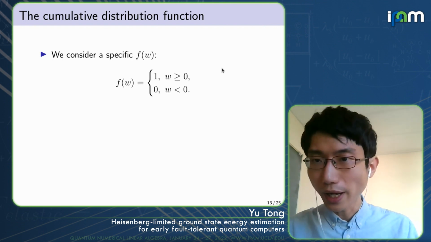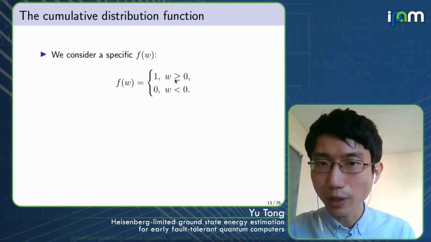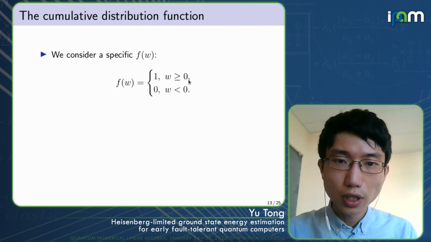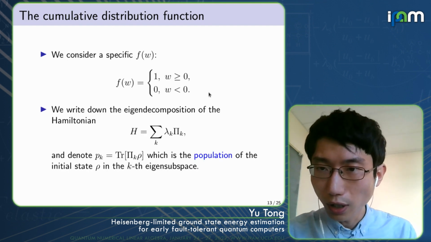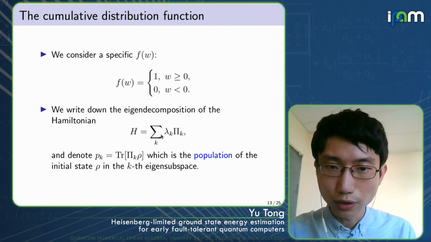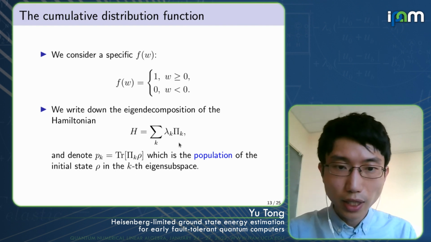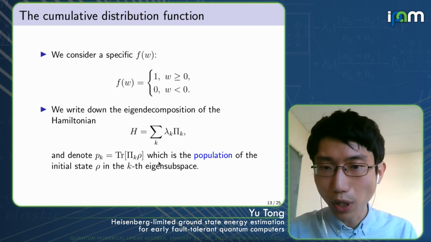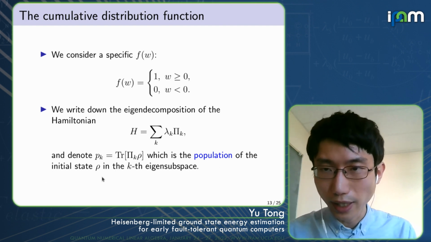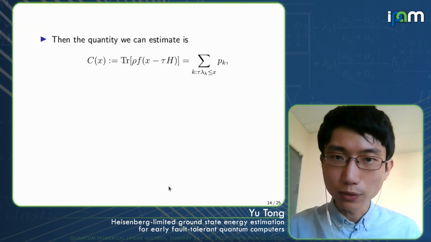Let's consider a specific f, which is the Heaviside function. So here f of w is equal to 1 if w is greater than or equal to 0. It's 0 when w is smaller than 0. And we introduce the eigendecomposition of h. So h is equal to the sum of lambda k times pi k, where the lambda k's are the eigenvalues, and the pi k's are the projection operators into the eigensubspaces. And we introduce this p k to be the trace of pi k rho, which is the population of the initial state rho in the k-th eigensubspace.